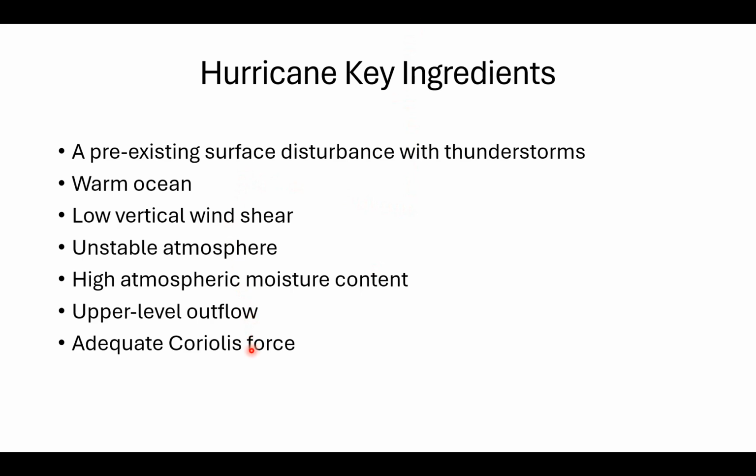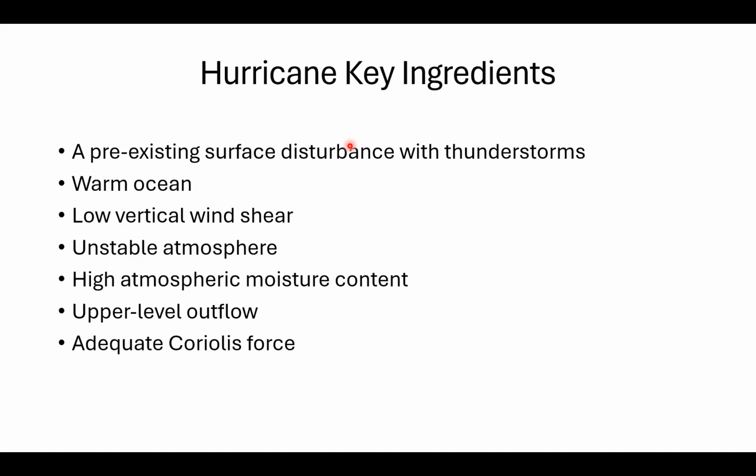This is the breakdown. I'm going to break it down further here in the coming slides, but at first we need a pre-existing surface disturbance with thunderstorms. We need a warm ocean, of course, that's the energy source. Low vertical wind shear. Wind shear is a change in wind direction with height, or it could be a change in wind speed with height. So you can have both speed and directional wind shear.